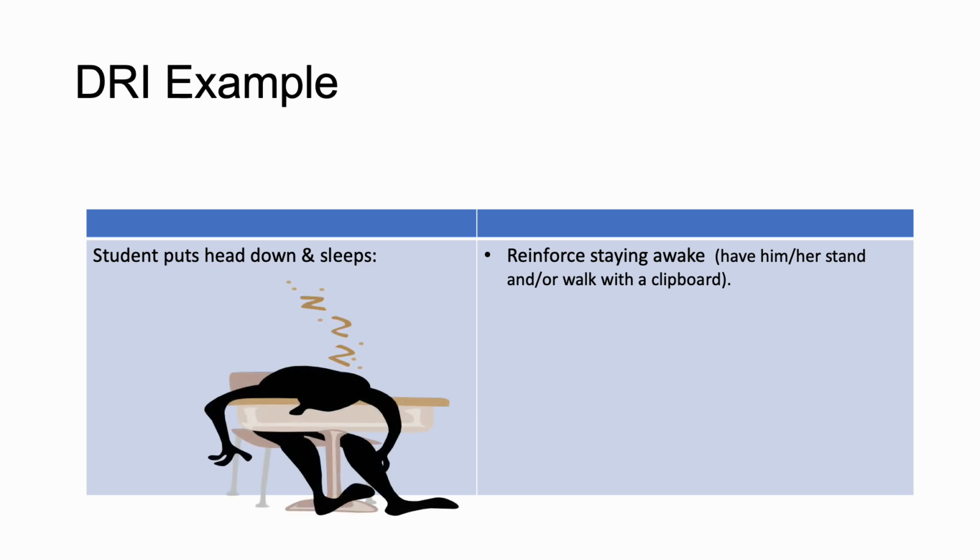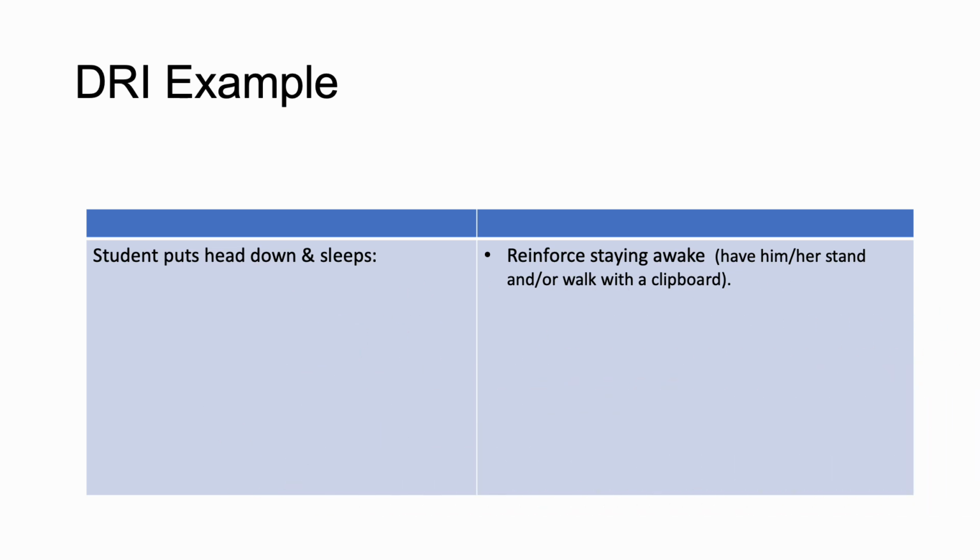So here's an example of what that would look like. Let's say that you have a student that puts their head down and they sleep. What would be an incompatible behavior? Well, in this case, reinforcing staying awake. You can't stay awake and be asleep at the same time. Okay, so this would be an example of DRI.